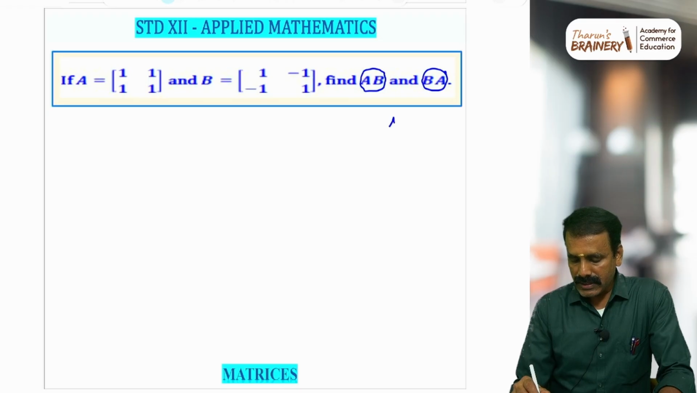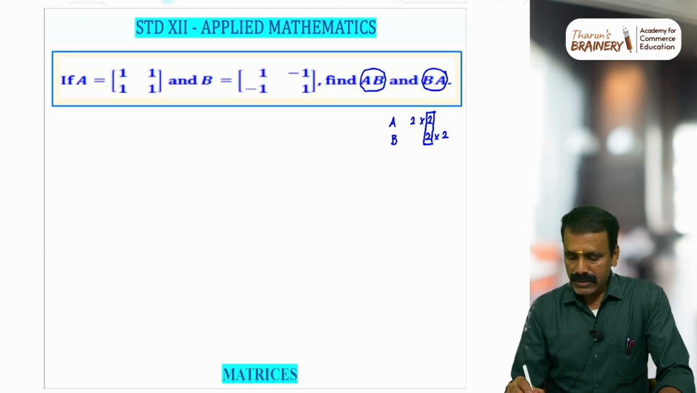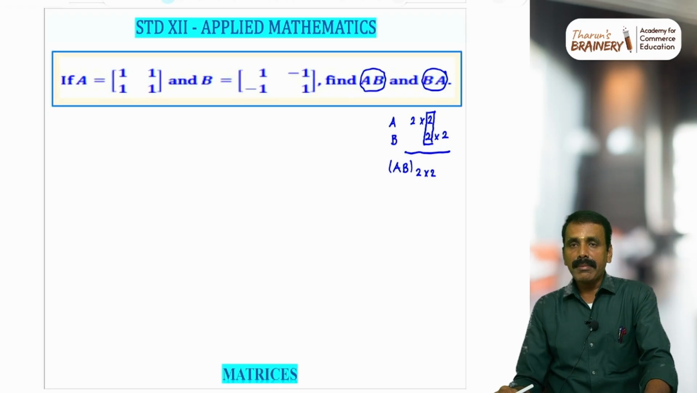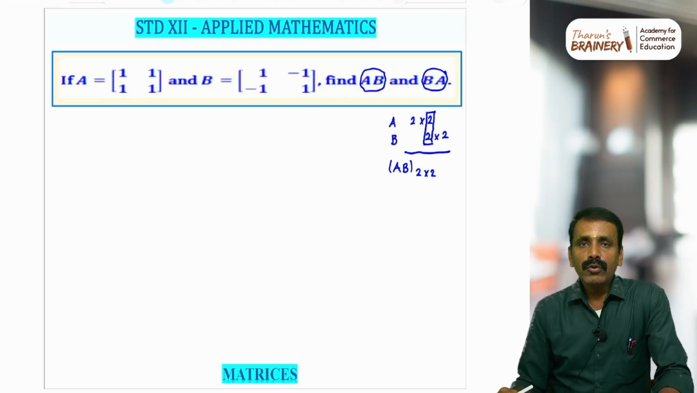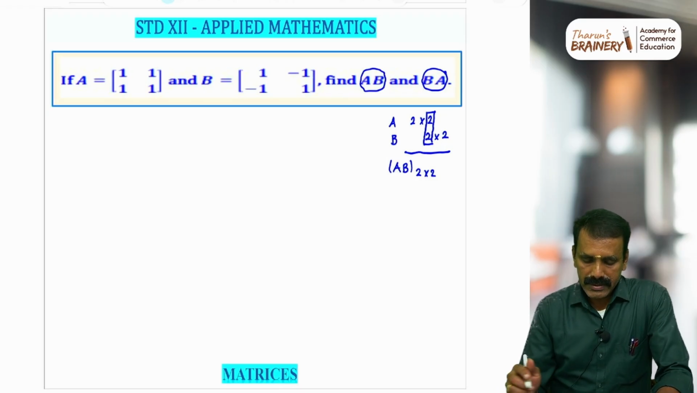Okay, A is a matrix of order 2 by 2 and B is also a matrix of order 2 by 2. So the number of columns in the first matrix is equal to the number of rows in the second matrix. So AB is possible and AB is going to be of order 2 by 2. The resultant matrix is also of order 2 by 2. Okay, we start.